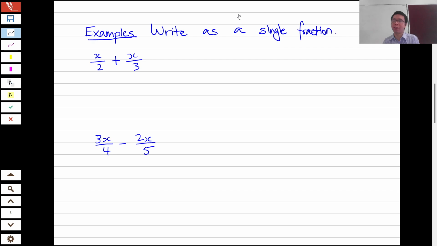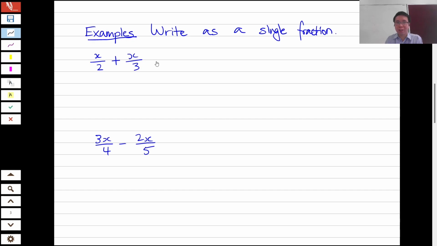So in every question that we're dealing with today, I'm giving you two fractions. I'm adding or subtracting them together, and the goal is to write them as one fraction, and ideally as simple as possible as well. So here, 2 and 3, it's not the same denominator, so I'm going to need to convert them to an equivalent fraction with the same denominator. And the obvious number to choose is 6, because 2 times 3 is 6, and there's no number smaller than 6 which is divisible by both 2 and 3.